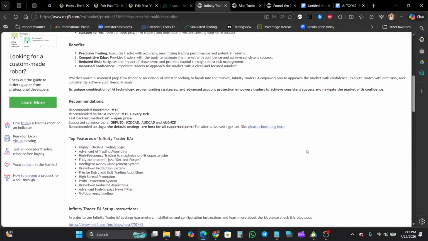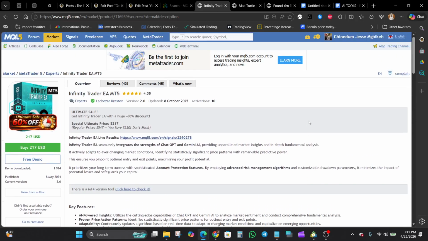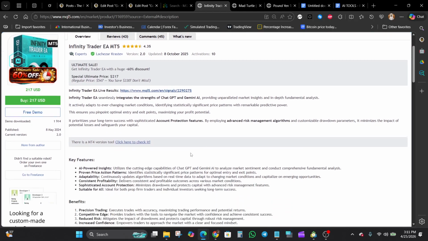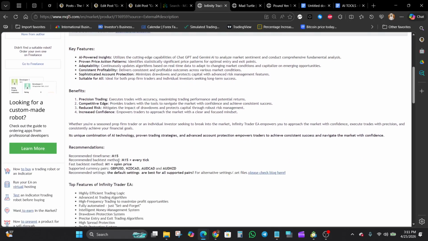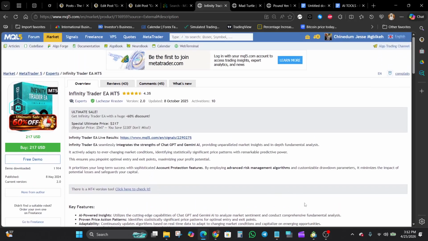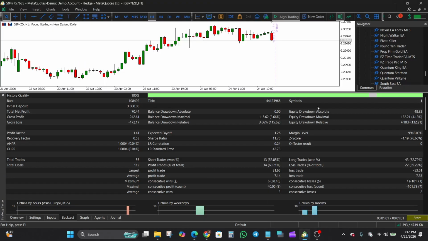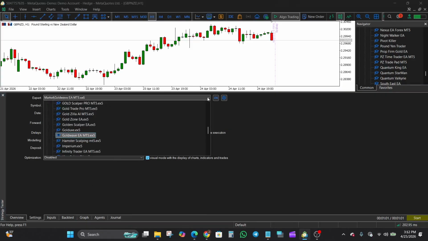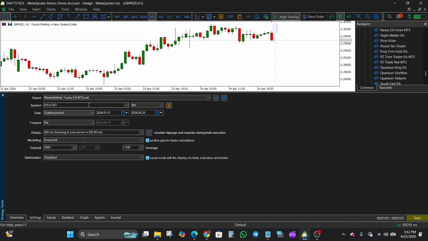All right, so let's just move into the strategy tester and see how this behaves in action. I've already downloaded the free demo and it has been added to my MT5 platform. So we're just going to be heading over there to test this EA. We are going to be using the recommended pairs and the recommended time frame. Specifically, we'll be testing on GBP USD on the M15 time frame. So let us select the Infinity Trader. We're going to change this to GBP USD.